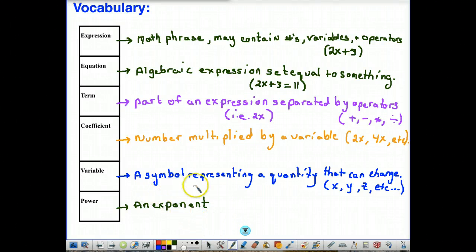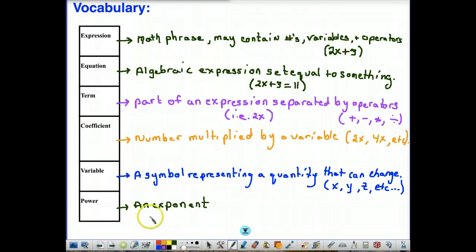A variable is a symbol that represents a quantity that can change, like the x, the y, the z. Okay, it's unknown, and it depends. Sometimes it depends on another variable. In your linear equations, y equals mx plus b, the y and the x are your variables, and depending upon what x is, the y will change.